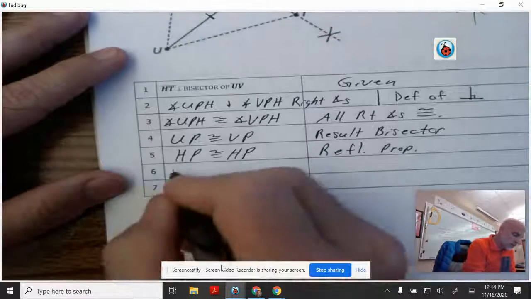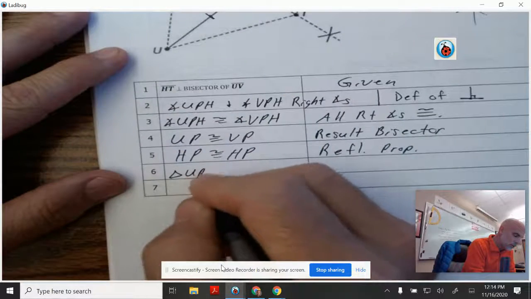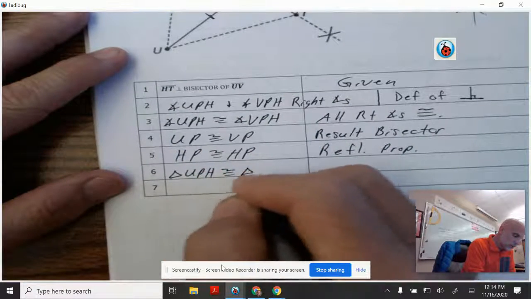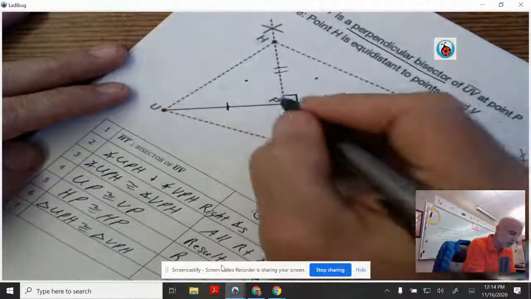And then we should be able to say that the triangle on the left, UPH, is congruent to triangle VPH. And I think it's obvious, the markings tell me it's side angle side.